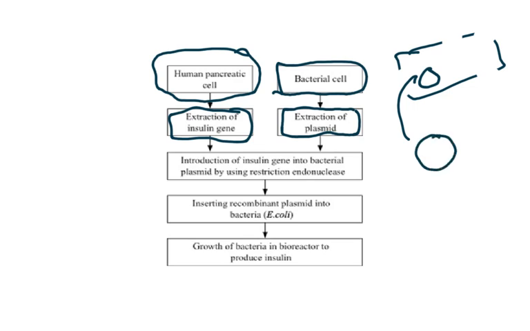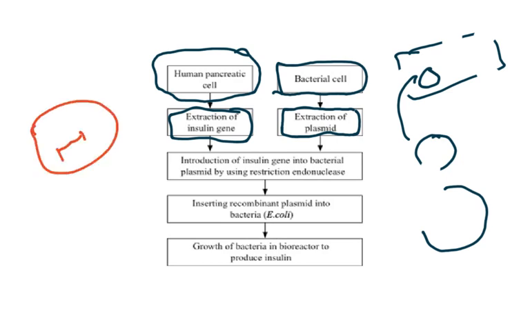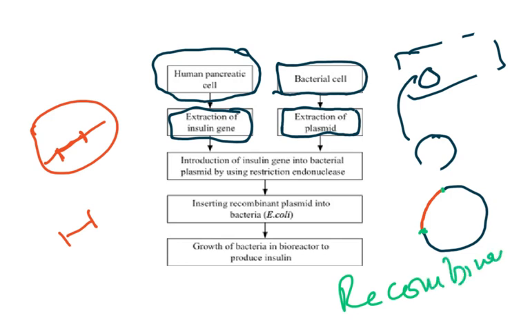Now, introduction of insulin gene into the bacterium plasmid. So first of all, I have to cut this plasmid and then from the human cell I have to identify the insulin gene, which I have to cut because this must be part of a chromosome. So I have to cut this out, and then I've got this human insulin gene, and then I put this human insulin gene here, and then I use the enzyme ligase to glue it together. Now what do I have here? I have recombinant DNA. I have recombinant DNA here.